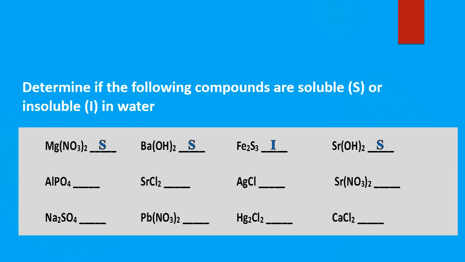Aluminum phosphate. Phosphates are normally insoluble. Aluminum is not one of the exceptions, so that makes it insoluble. Chlorides. Most chlorides are soluble. Strontium is not one of the exceptions. But with silver chloride, silver is one of the exceptions to the solubility of chlorides, so that makes it insoluble. Strontium nitrate. All nitrates are soluble. Sodium sulfate.